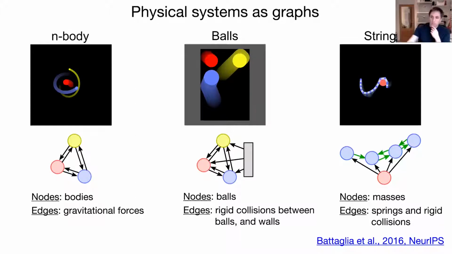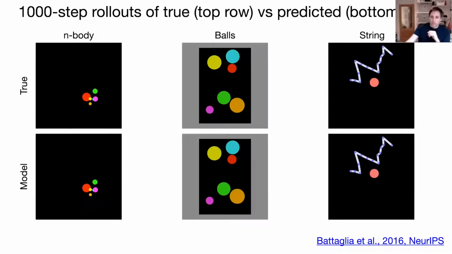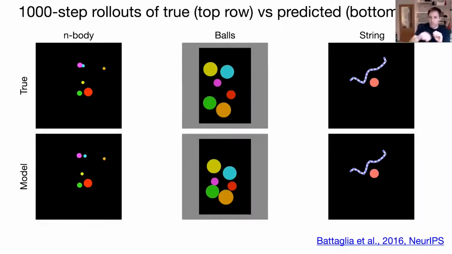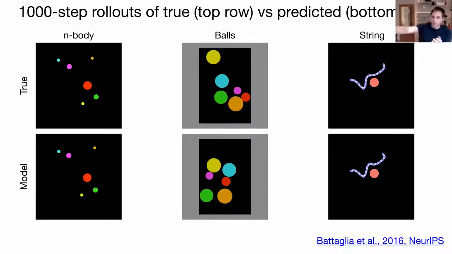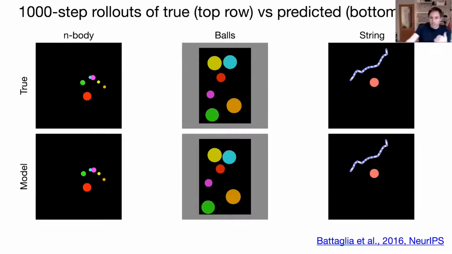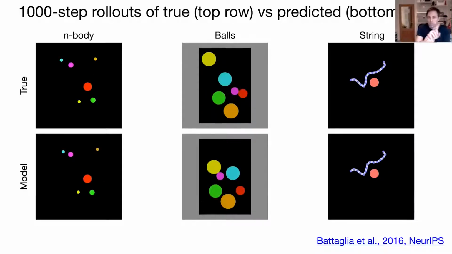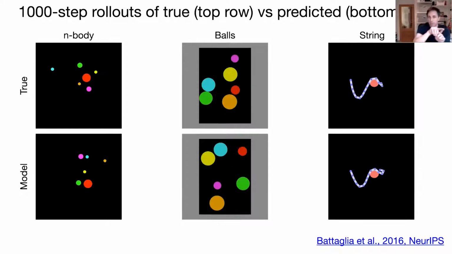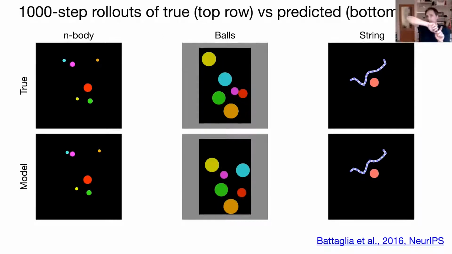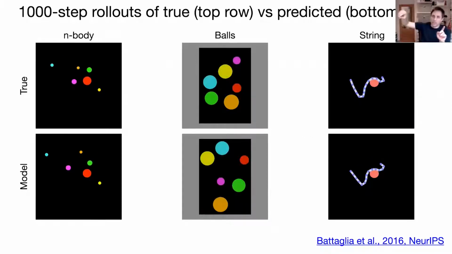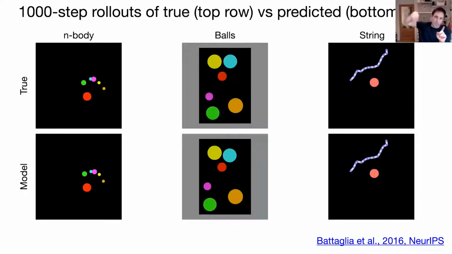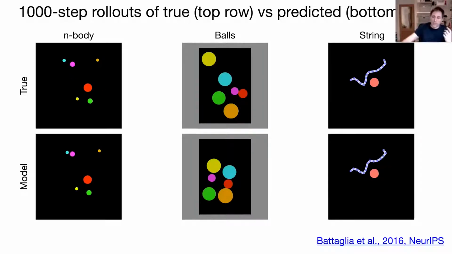Okay, so on the top row, I've shown videos of each of the physical systems. This is the ground truth physics engine, the top row of the n-body, balls, and string. On the bottom row is this interaction network that's been trained on one-step prediction to predict the next state of the physical system. And what we do to create these movies of long trajectories is we just take the prediction of what's going to happen next to the system and feed that back to the model as input, and then just roll that out like 1,000 times. And that generates these movies.